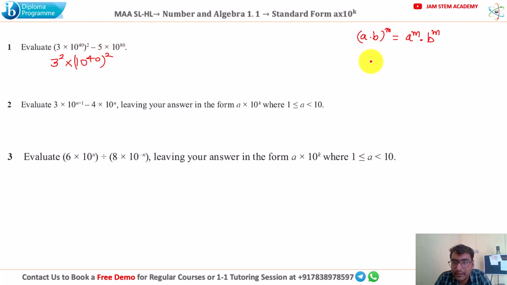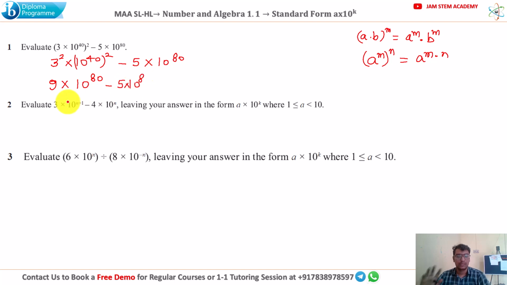Right? And if we have a raised to the power m, then whole thing raised to the power n, that will become a raised to the power m times n. Laws of exponent. So here this 10 raised to the power 40 whole squared will become 10 raised to the power 80, and this 3 square will become 9. So 9 times 10 raised to the power 80. Now the second term stays as it is, minus 5 times 10 raised to the power 80.